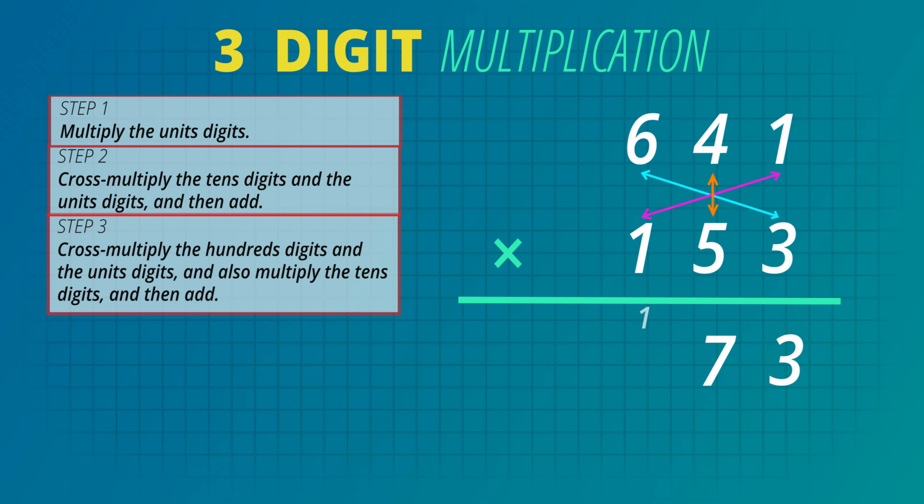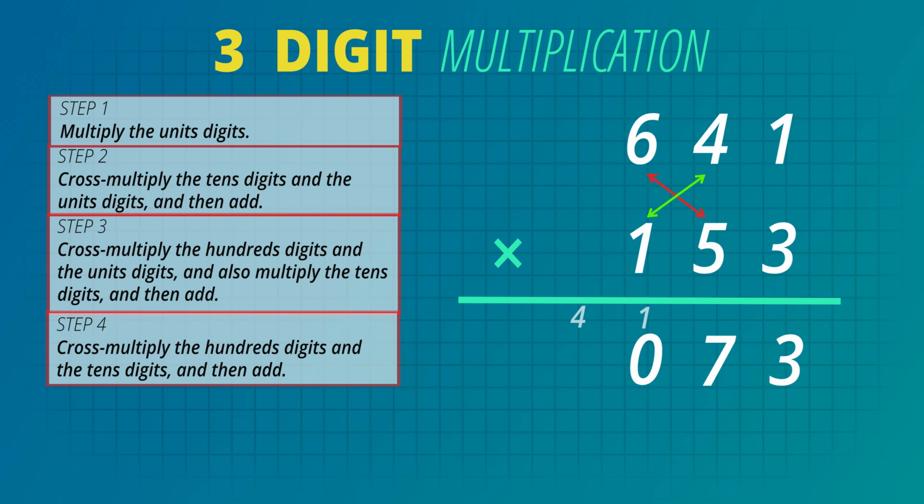Third, we cross-multiply the digits in the hundreds and units, and also multiply the digits in the tens, and then add these. 6 times 3 is 18. 1 times 1 is 1. 4 times 5 is 20. Now add these. 18 plus 1 plus 20 is 39. Remember to add the 1 that was carried from the last step. So 39 plus 1 is 40. Write 0 in the answer and carry the 4 to the next step.